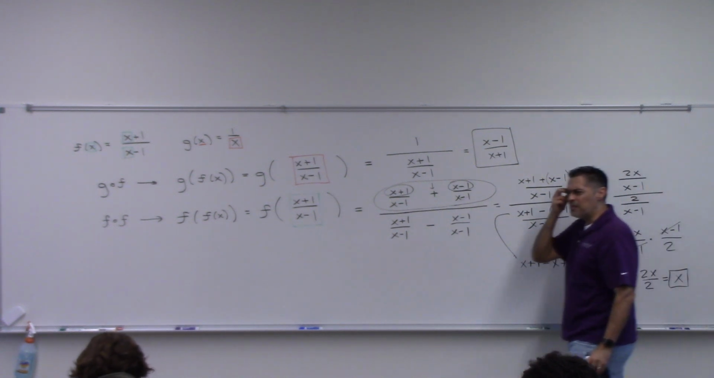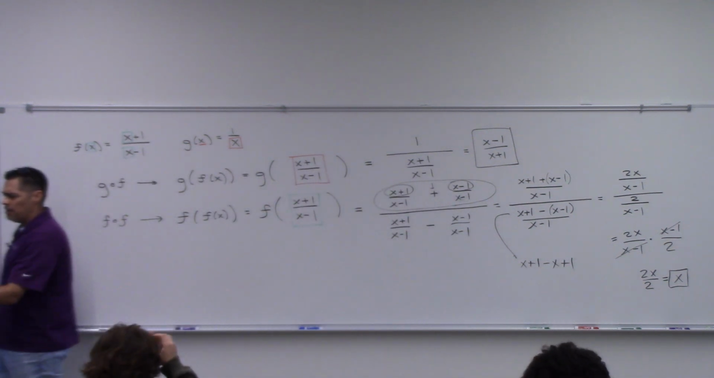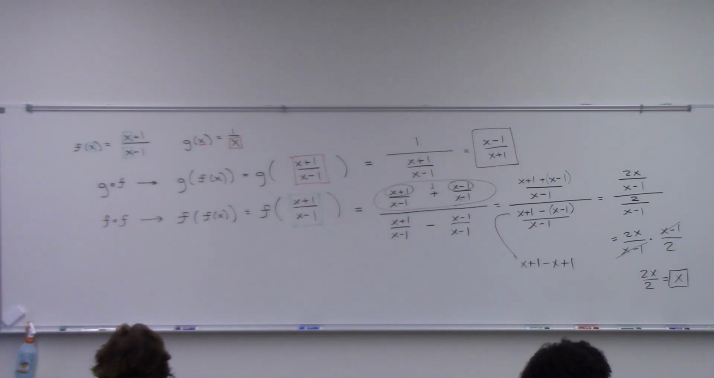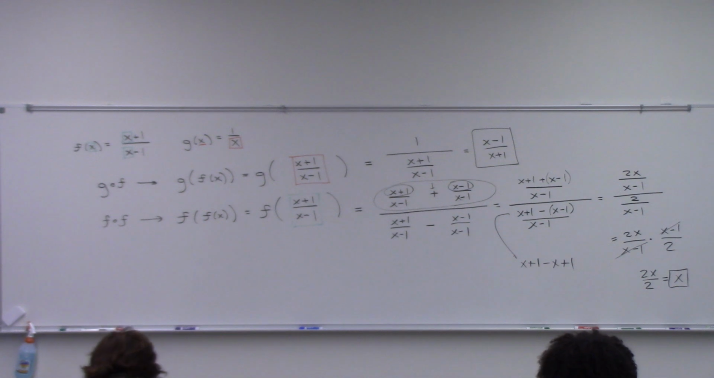That's an interesting result. What does that mean? We took f and composed it with itself and got x. It means that f is its own inverse. F is its own inverse. That's really odd. Because most functions, when you find their inverses, it's a different function. This function, when you find its inverse, it's the same function.